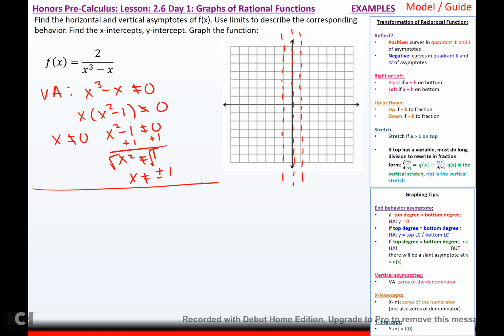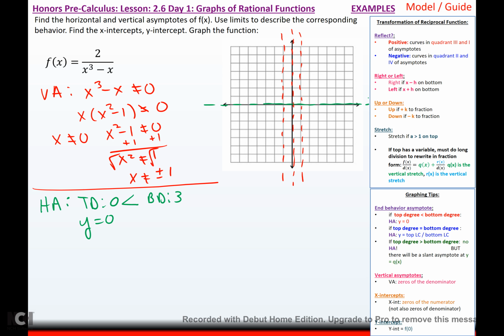Okay, there's my verticals. My horizontal asymptote, I look at degrees. My top degree is 0. My bottom degree is 3. My top degree is smaller than the bottom degree, so my horizontal asymptote's at y equals 0.